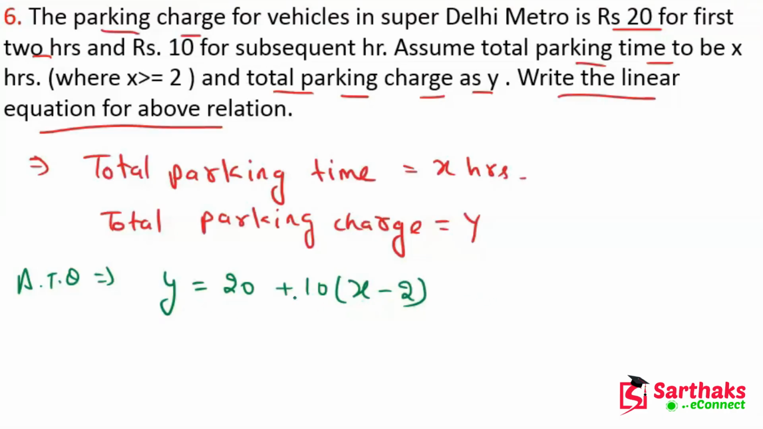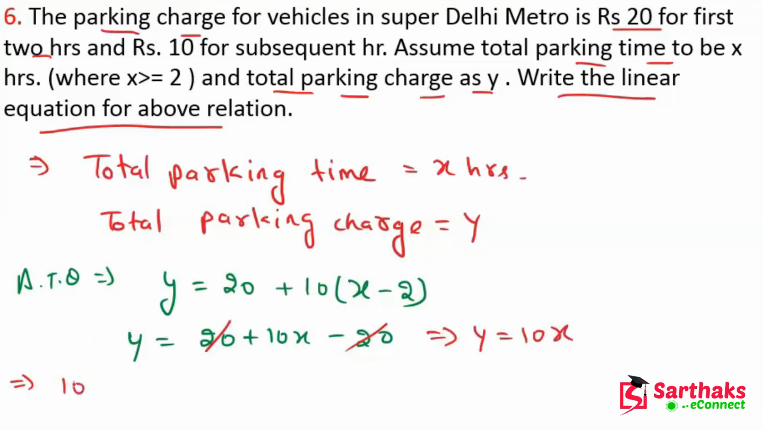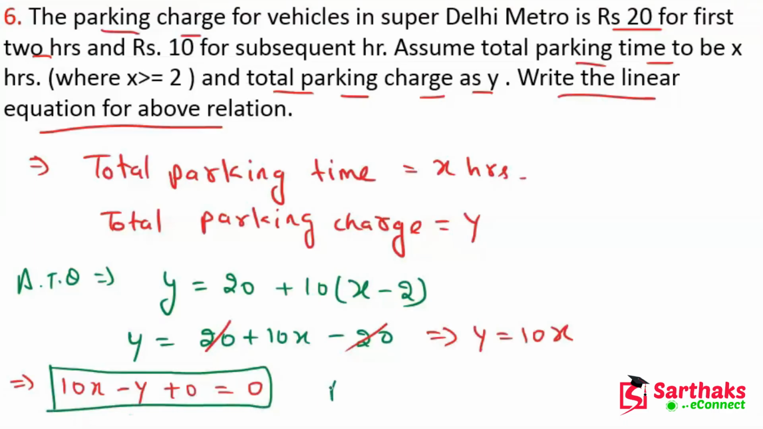So this is the representation. Now if you solve this, y is equal to 20 plus 10x minus 20, and this 20 and this 20 will be cancelled, so we get y is equal to 10x, and we can write it like this: 10x minus y plus 0 is equal to c. So this is of the form of a linear equation in two variables. I hope you understand these things, my dear friends.